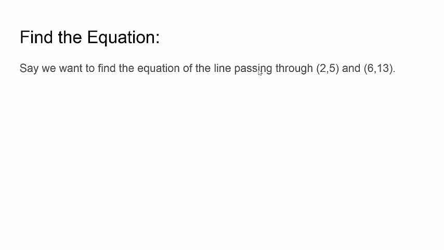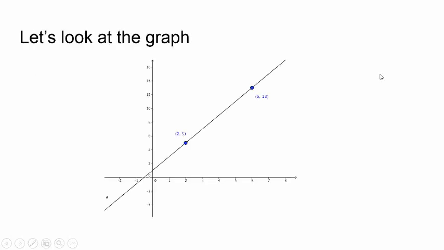So, for example, say we want to find the equation of the line passing through the points (2, 5) and (6, 13). Let's look and see what that graph would look like. Here's our point (2, 5). Here's our point (6, 13). We can see from the graph, just draw a line through the 2 points. We'll have some positive slope.